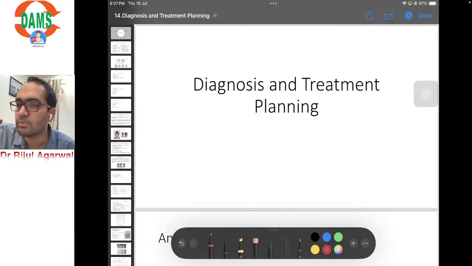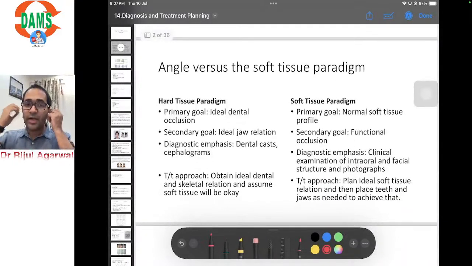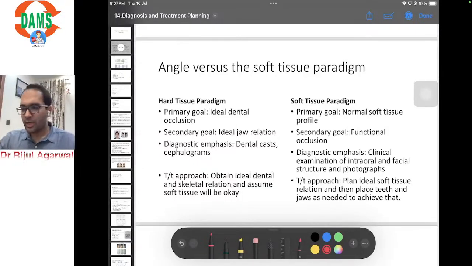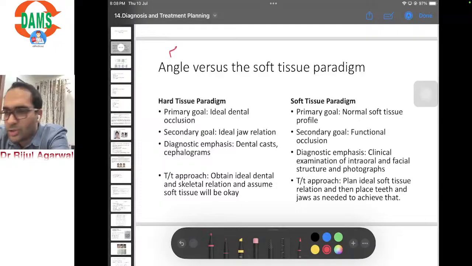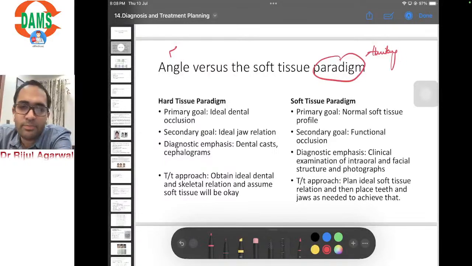Okay, so starting with the first, the Angle versus the soft tissue paradigm. Angle means Edward H. Angle, who, as we have discussed in the previous lecture, is the father of modern orthodontics, who gave us the edgewise appliance. So according to him, at his time, paradigm means, first of all, what is the meaning of paradigm? Paradigm means the thinking prevalent at that time.